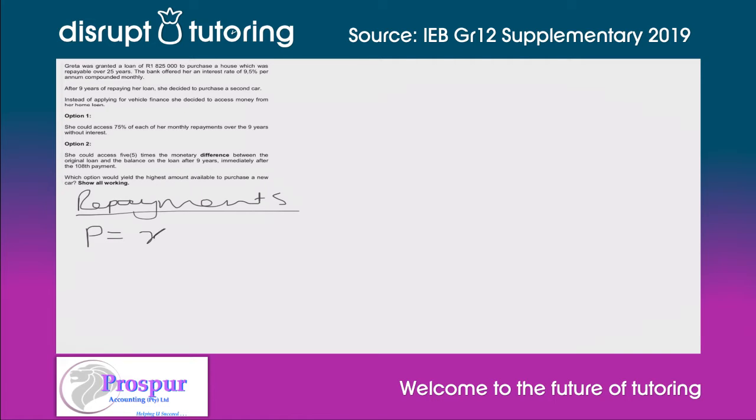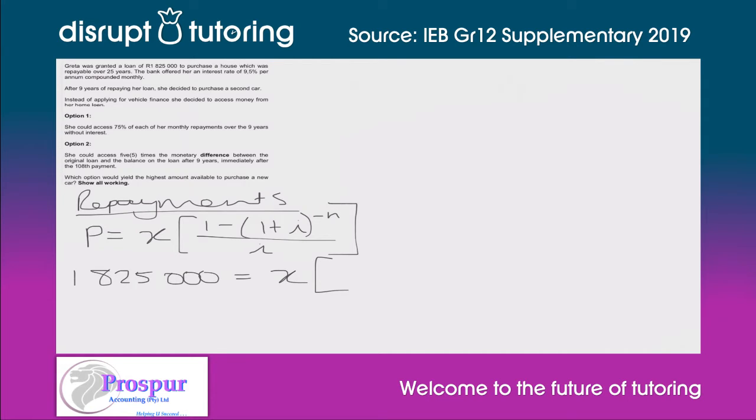So present value is equal to x, which is what we're trying to solve for, times 1 minus (1 plus i) to the minus n, over i, which is our interest rate. Okay, so let's plug in the values we know. Our present value here is going to be the 1.825 million Rand that she's loaned. The x is what we're trying to solve for. Then in brackets, we can plug in all the other values. So it's going to be 1 minus 1 plus. Now our interest rate here is going to be 9.5%, so we can write that as 0.095, and we're going to put that over 12 because it's compounded monthly. We're going to close that bracket.